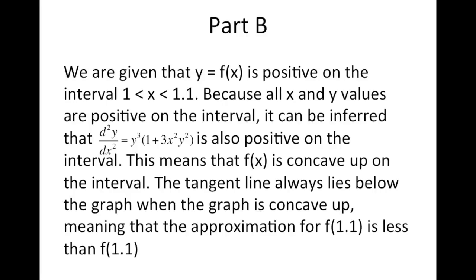So because the second derivative is positive, this means that f(x) is concave up on the interval. And when you have a graph that's concave up, that means the tangent line always lies below the graph, which means that the approximation for f(1.1) is less than f(1.1). And this trick for seeing if the derivatives or the second derivatives are positive based on just the x and y values being positive is a great way to save time on an AP test.